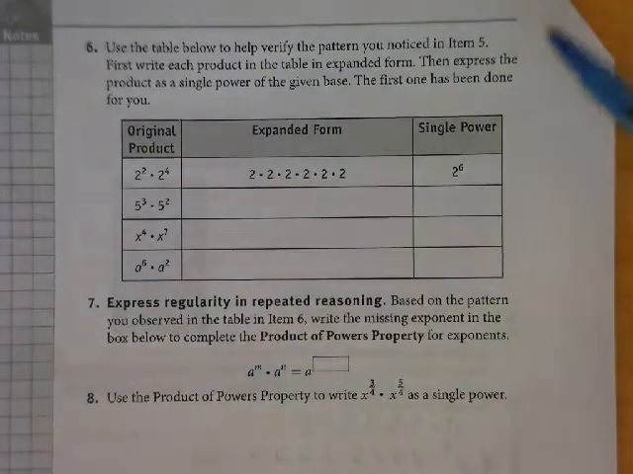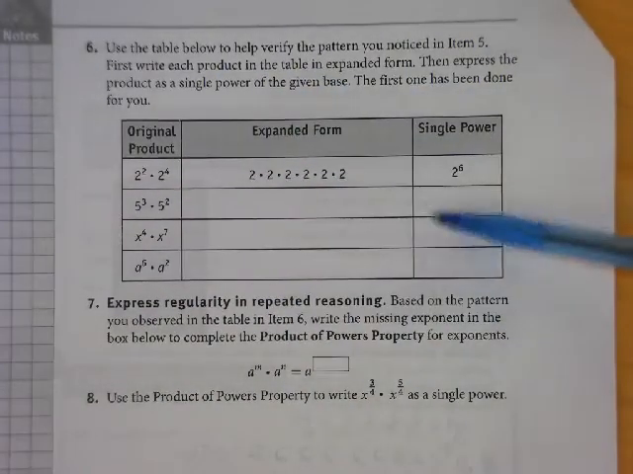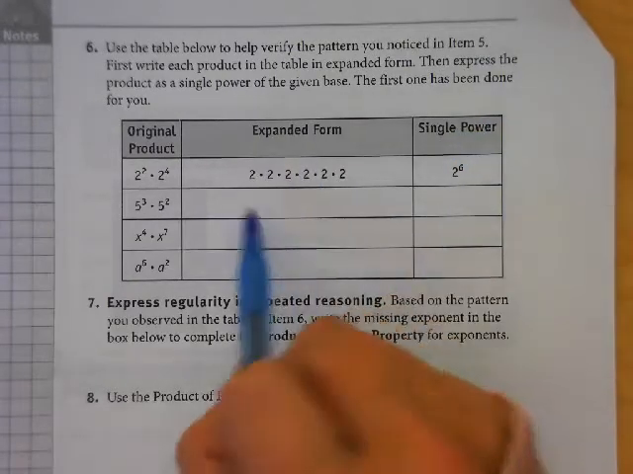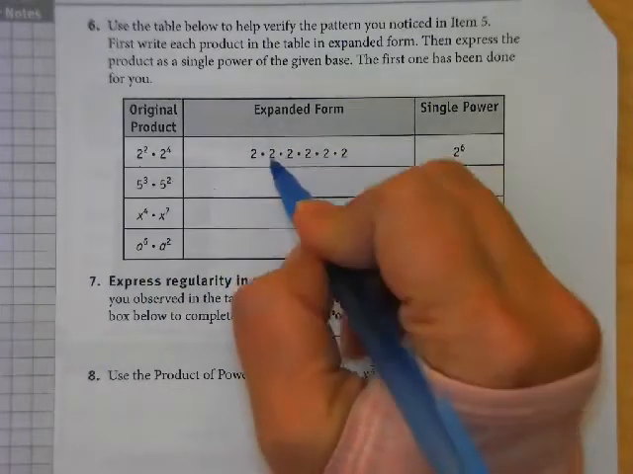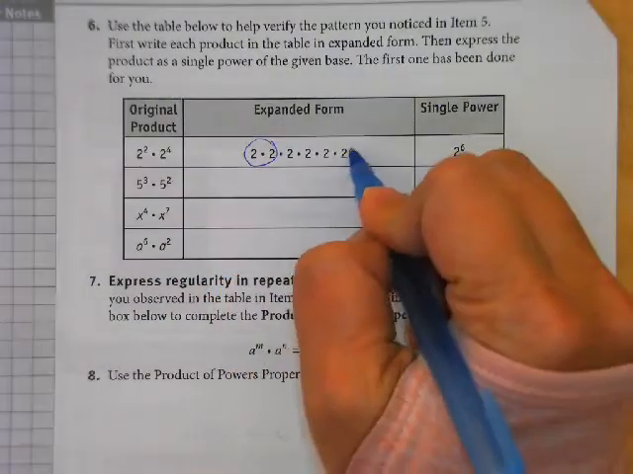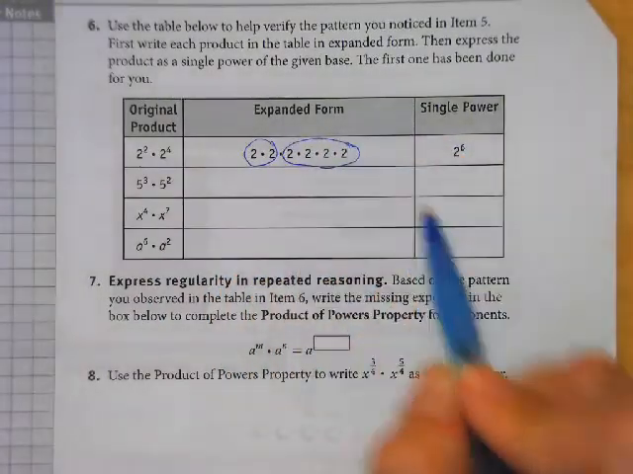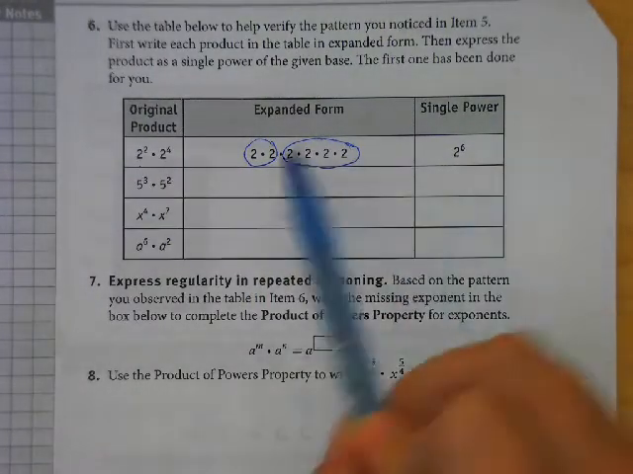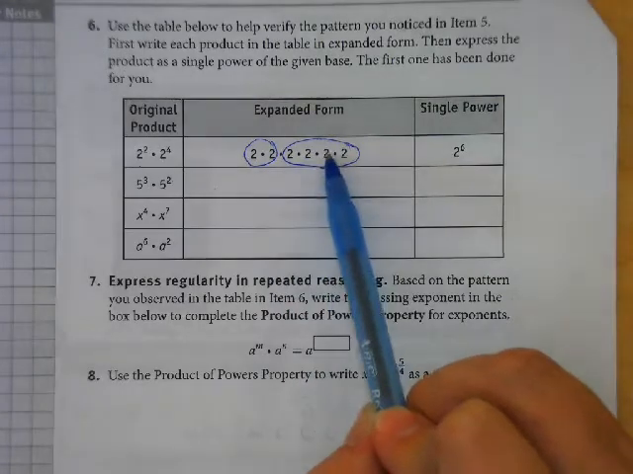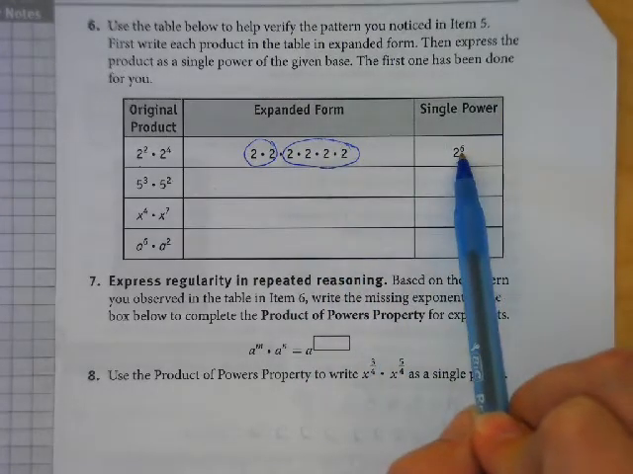On this next page, we have a table, and this is going to help us find our pattern. It gave us 2 squared times 2 to the 4th. So notice here is 2 squared. Here is 2 to the 4th. So we have a repeated factor of 2, meaning 2 is our base. And we have 1, 2, 3, 4, 5, 6 of them.